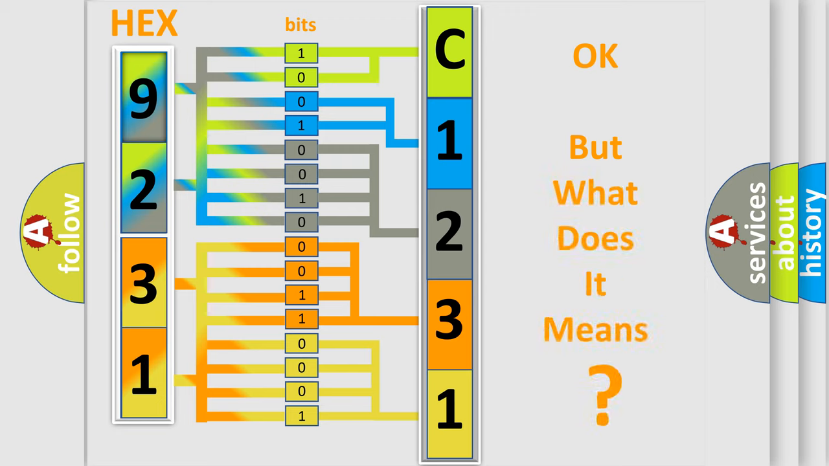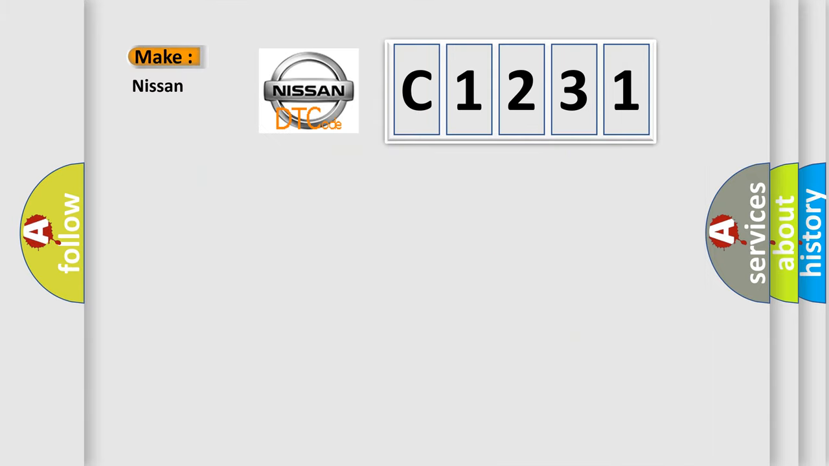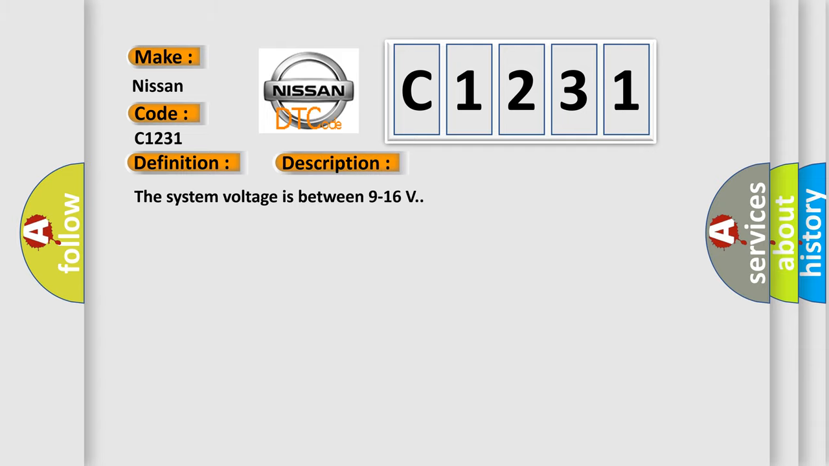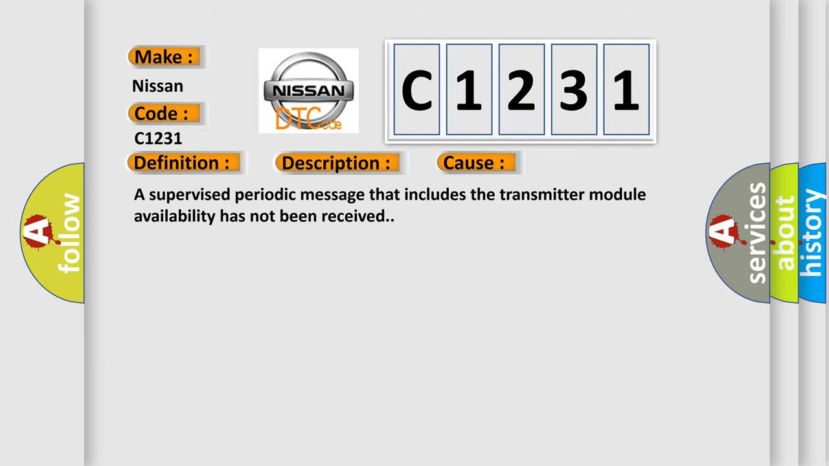The number itself does not make sense to us if we cannot assign information to what it actually expresses. So, what does the Diagnostic Trouble Code C1231 interpret specifically for Nissan car manufacturers? The basic definition is lost communication with hybrid powertrain control module. And now this is a short description of this DTC code. The system voltage is between 9 to 16 volts. This diagnostic error occurs most often in these cases: a supervised periodic message that includes the transmitter module availability has not been received.